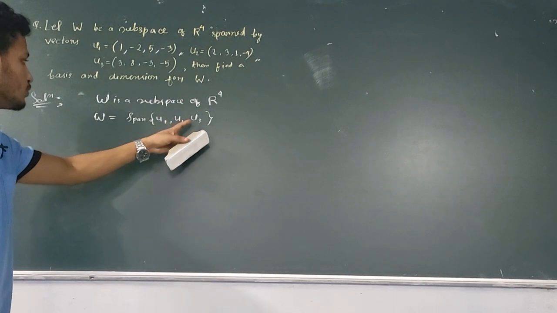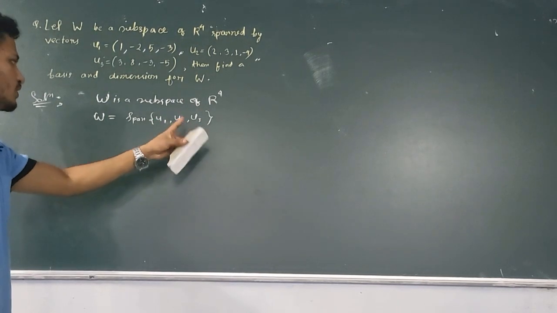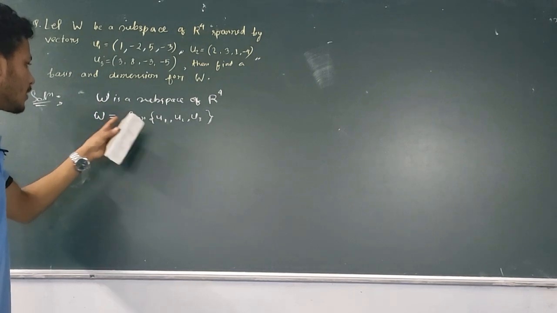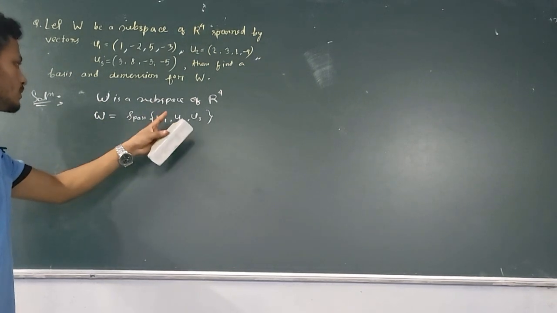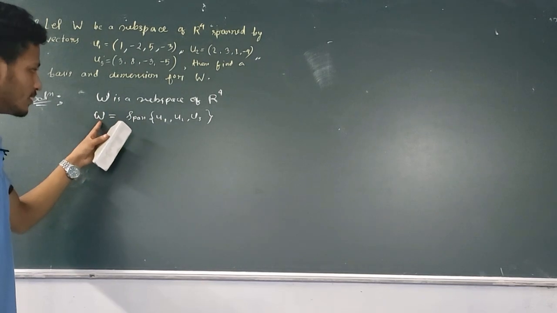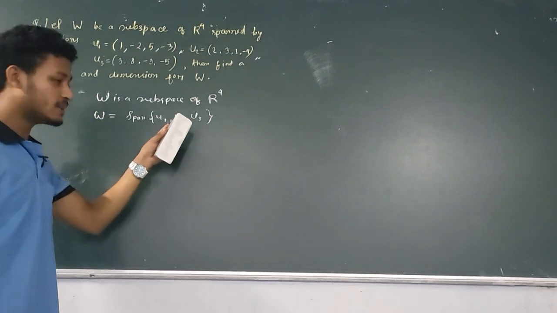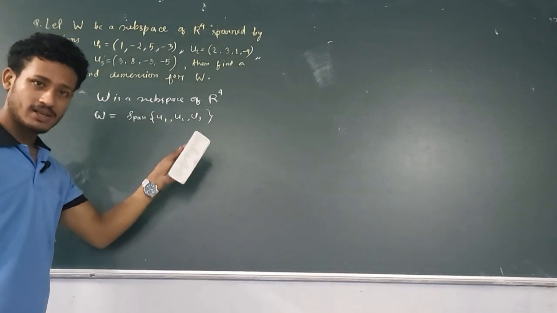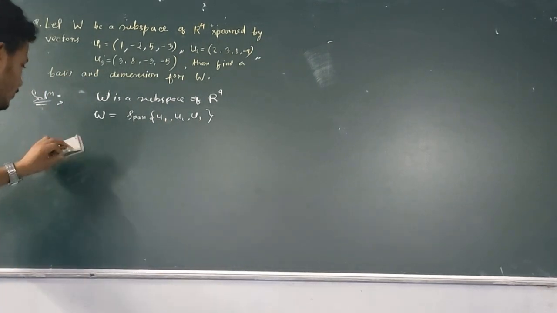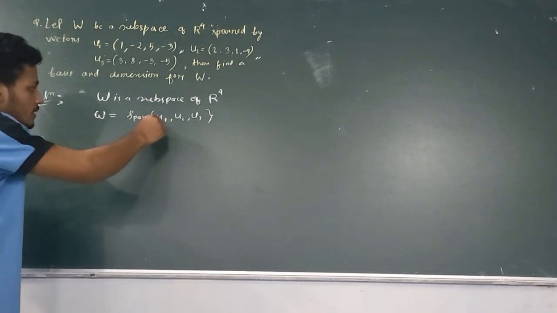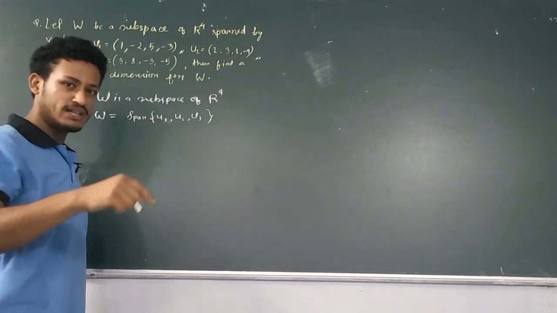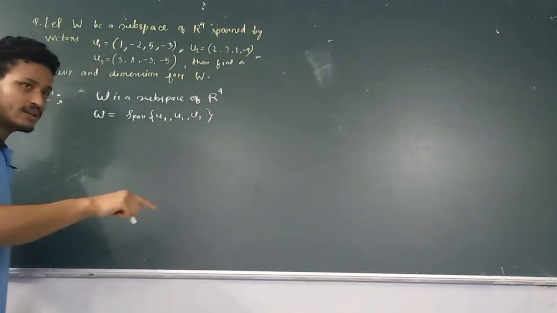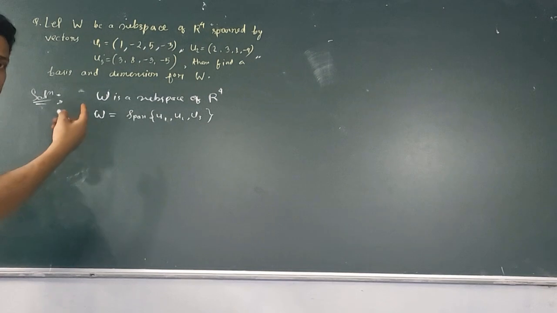If u1, u2, u3, these three, are linearly independent, then they will form a basis for W. The basis for W will be the set itself, and the dimension will be 3. Now we have to check whether these three vectors are linearly independent or not. How many of them are linearly independent and how many are dependent?